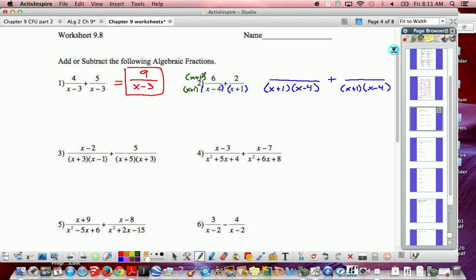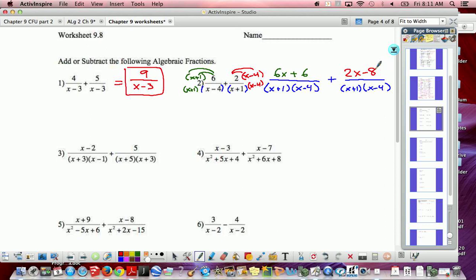Now I have to distribute this. So 6 times x, 6x, 6 times 1, plus 6. I do the same with the second one. It needs the x minus 4. Notice how it has x plus 1, x minus 4. If I do it to the bottom, to balance it, I do the same thing to the top. So I have to distribute, and when I distribute, I get 2x minus 8.